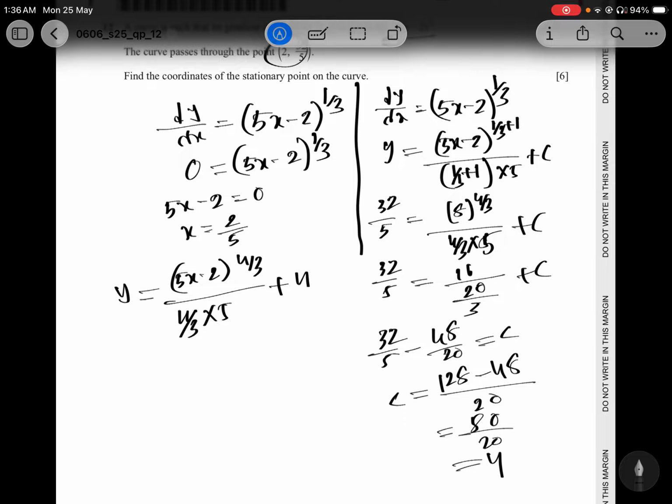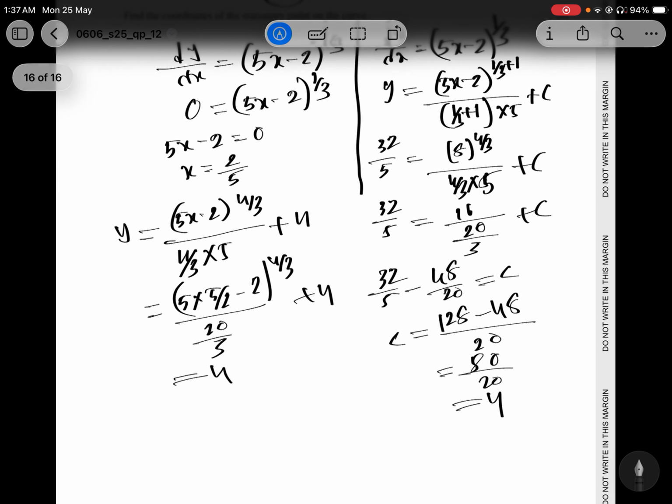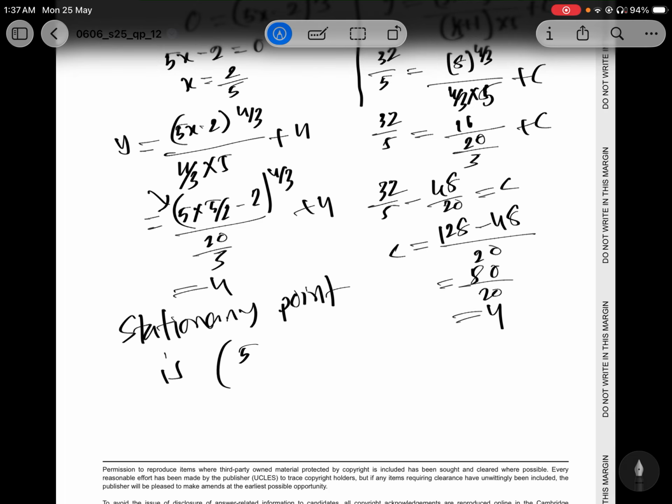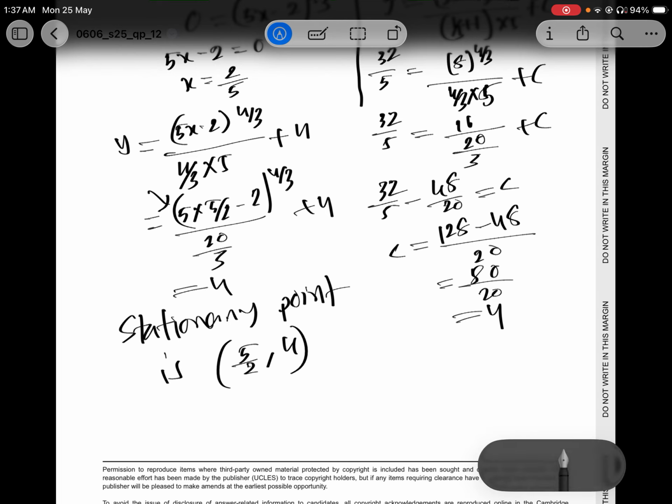Now I have to find the value of y. Now I can input the value of x, 2 by 5, here. It would only be 4 because this value would become 0. So the stationary point is 2 by 5 comma 4.